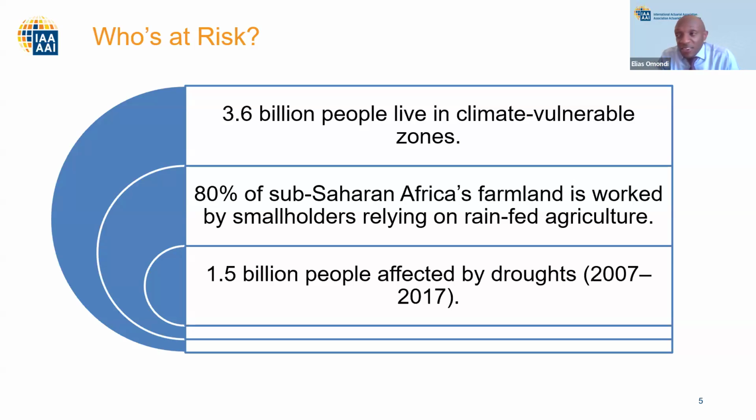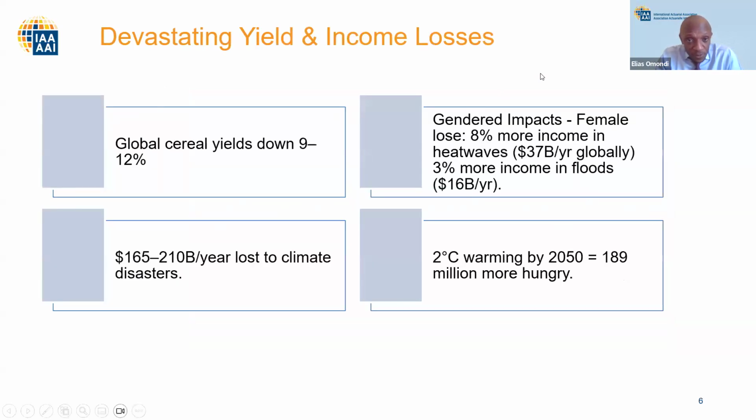And this number is expected to increase because if you look at climate-related disasters such as droughts and floods, they're becoming more prevalent. And that basically means that there is a need for us to think about how we then address these particular issues.